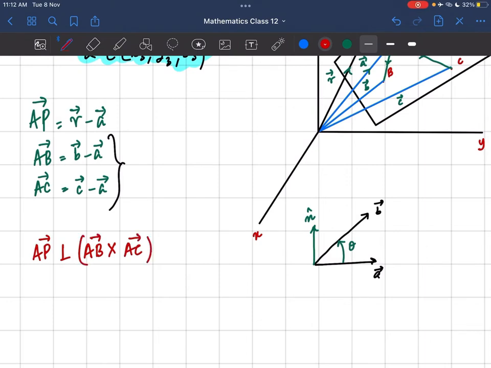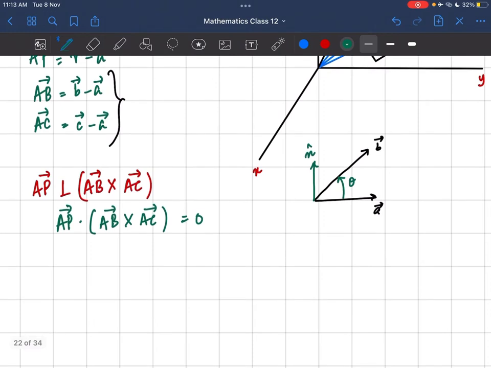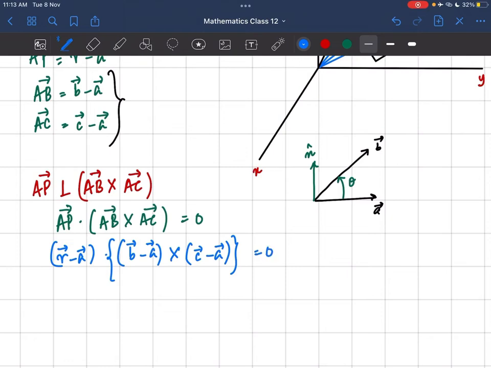Since they are perpendicular, we know that when two vectors are perpendicular, their dot product is equal to 0. So we're going to write AP dot AB cross AC equal to 0. So this is how we will get the vector equation of the plane. So for the AP vector, you just write the values. That is R minus A, which we already found out, and the AB vector is B minus A, and then the AC vector is C minus A. So by writing it like this, we get the vector equation of the plane.